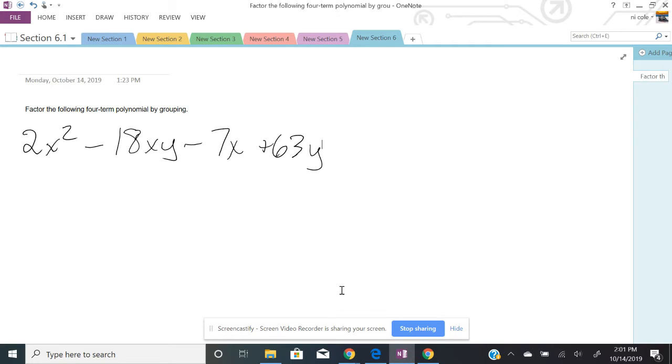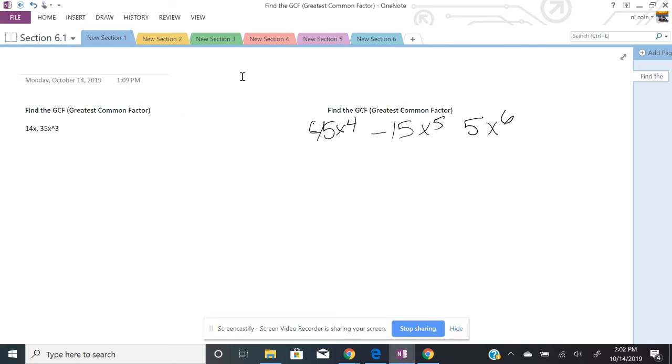All right, guys, we are going to start working with finding the greatest common factor. So when I look at 14x and 35x cubed, I've got to look at 14 and 35 and determine what the greatest common factor is between those two numbers. What do they both have in common? And the answer is, well, 7 goes into 14 and 7 goes into 35.